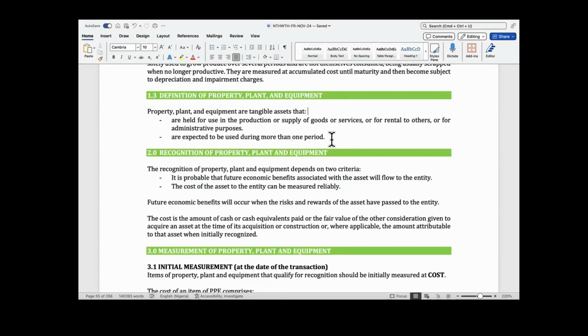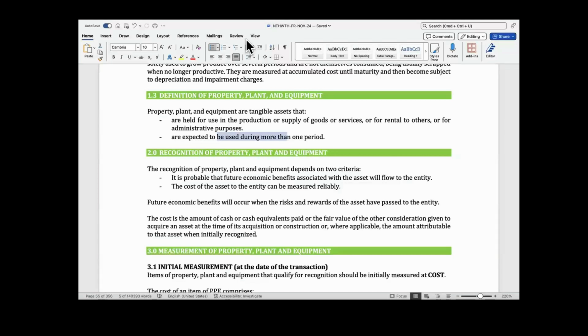Yeah, so it's very straightforward. Any item you buy for production, for supply, for rentals, for admin, and of course the value is material, and you are expected to use it for more than 1 year, capitalize it and call it PPE.